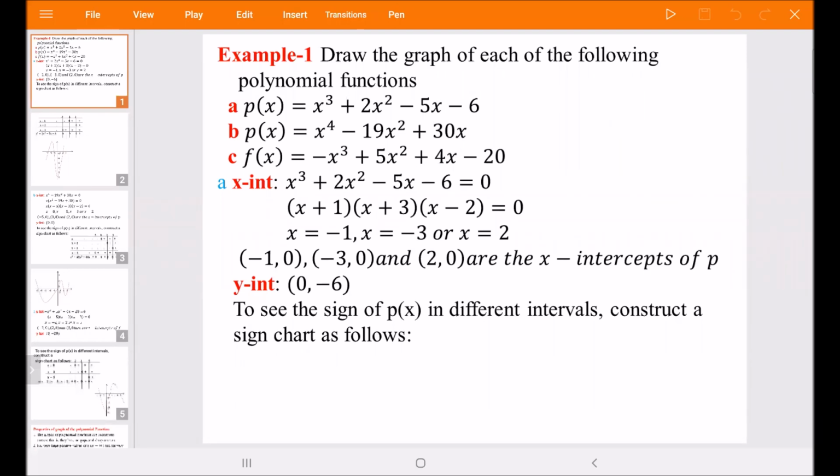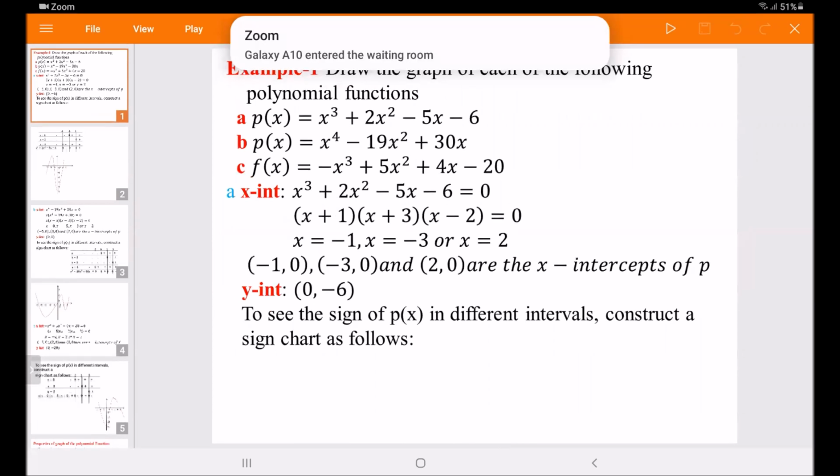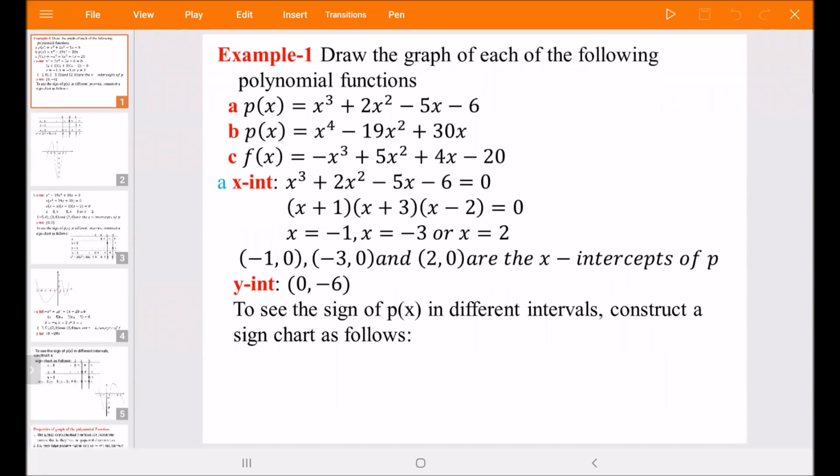Rather, you simply take its first component 0 and its second component, the constant term of the polynomial, because it is the point where the graph of the polynomial crosses the y-axis, and the point on the y-axis has first component 0 and second component -6. So this is the second step. And finally, to see how the graph of a given polynomial behaves, we construct a sign chart, and we observe the last row of the sign chart to determine where the graph of this polynomial lies below the x-axis, and where it lies above the x-axis.